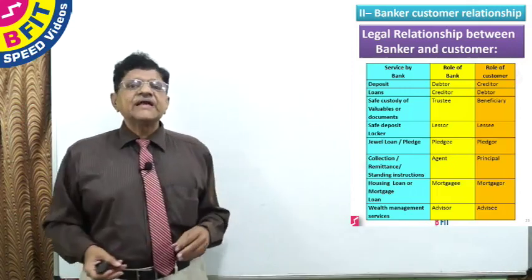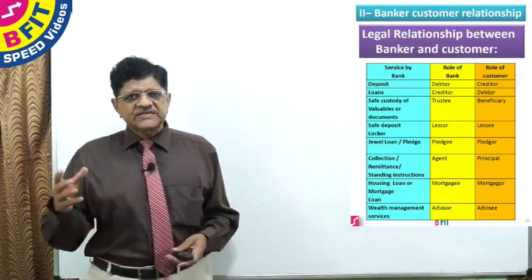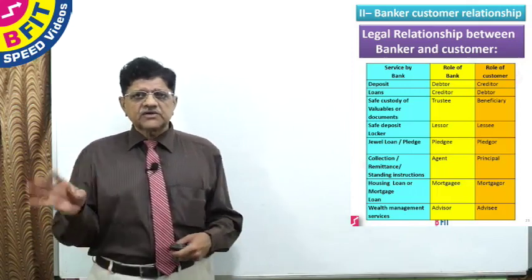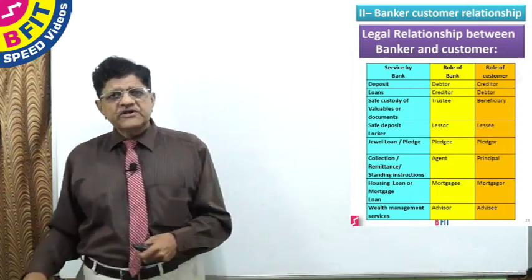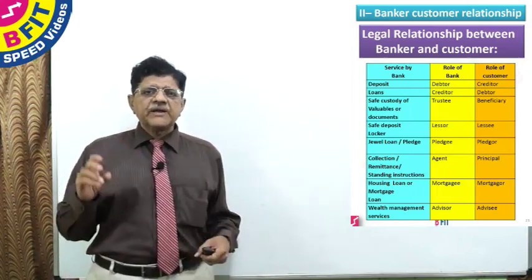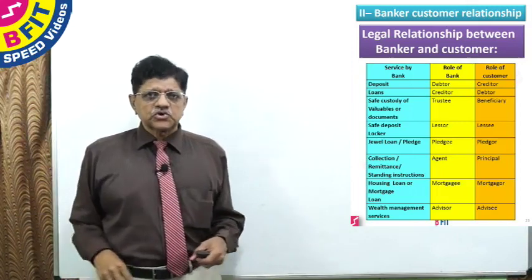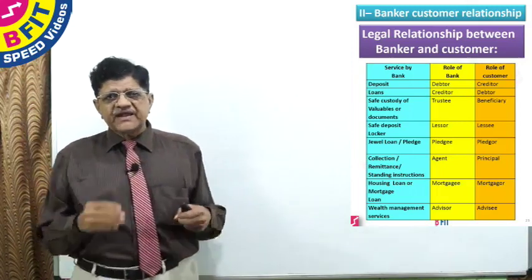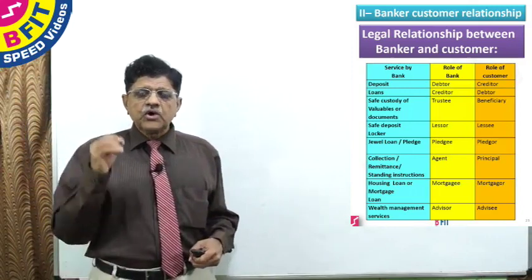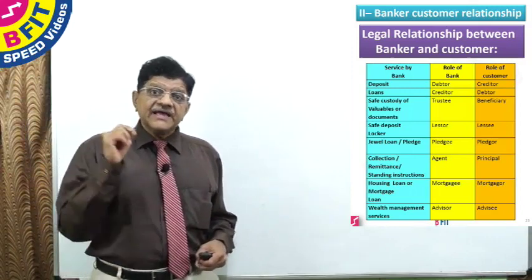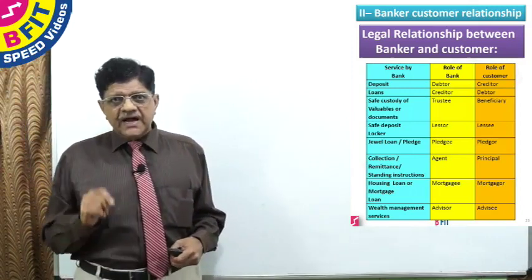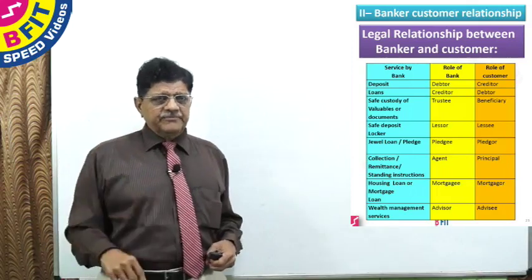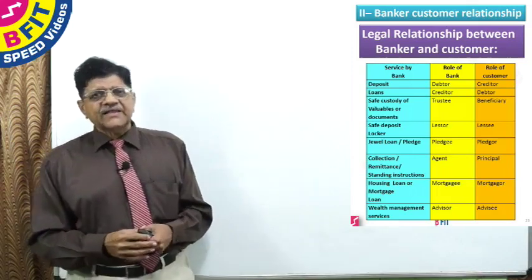And in a standing instruction, for example, the customer says, every month debit my account 10,000 rupees and remit it to Life Insurance Corporation of India for premium under my policy number so and so. The bank is doing it every month. So the bank is acting as an agent in this case and the customer is the principal. Let us take another instance.